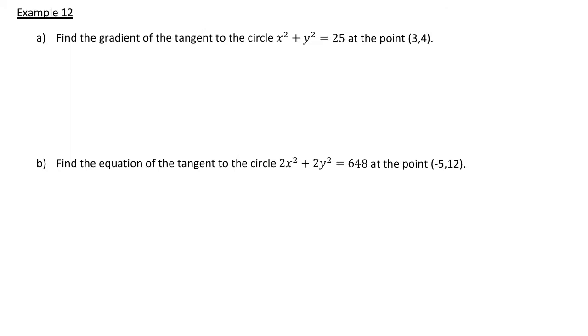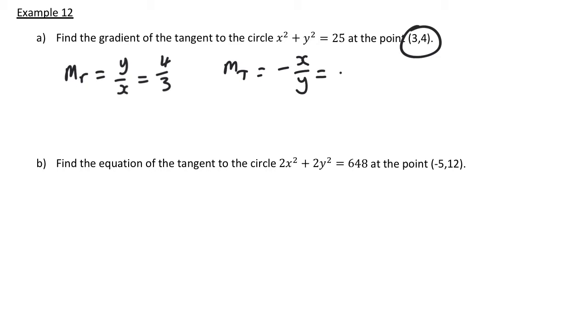Example 12: find the gradient of the tangent of the circle x squared plus y squared equals 25 at the point 3, 4. What we've just learnt is that the gradient of the radius is going to be y over x. So at the point 3, 4, it's going to be 4 over 3. And from that, the gradient of the tangent is minus x over y, and that's going to be minus 3 over 4.